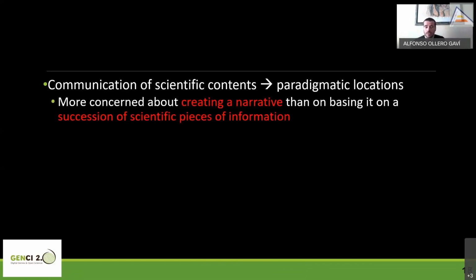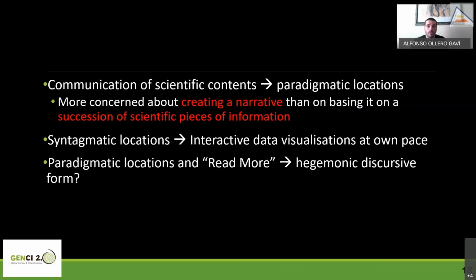In terms of the communication of scientific contents, which was something that was proved within this analysis, the documentary was more concerned about creating a narrative than on providing scientific knowledge, because these scientific contents were mostly located at paradigmatic locations. That is, you should interact with them in order to arrive to them. And these paradigmatic locations offer something that was kind of concerning, let's say.